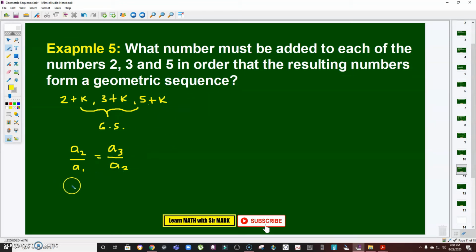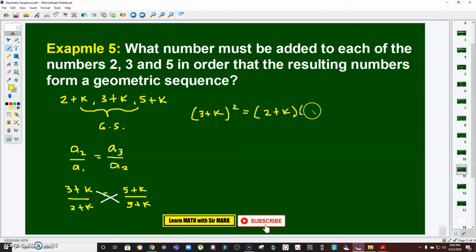So, doing that, we're going to have (3 plus k) over (2 plus k) equals (5 plus k) over (3 plus k). To manipulate this one, all you have to do is cross multiply, right? So, that is, multiply this one. Then this. So, we're going to have (3 plus k) squared equals (2 plus k) times (5 plus k).